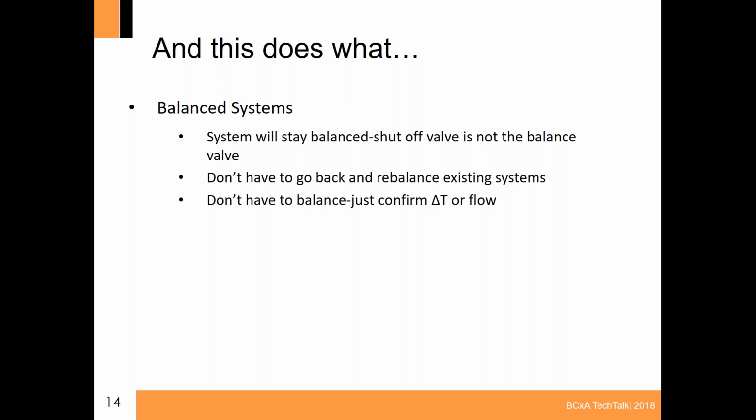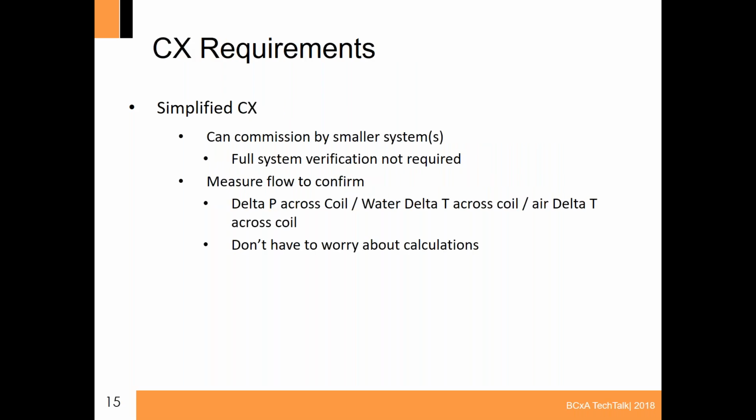Okay. Well, when you shut off the pressure independent valve, the balance side is built into the valve, so when they open it back up, it's going to go right back to being balanced and not impact the surrounding systems. Again, we mentioned having to go back and rebalance existing systems if you're adjusting that. You don't have to do that with pressure independent. And you don't have to balance in the traditional method, just confirm that you've got the proper delta T and flow across the coil that you're controlling.